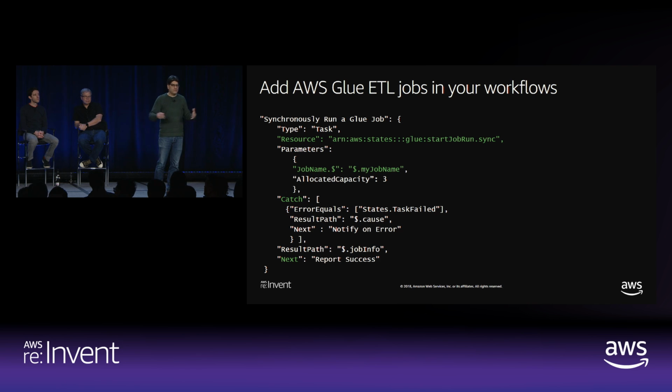How many DPUs do I want? Big job, a small job? Do I want any parameter overrides, et cetera? But it's a task state, which means that you can still catch errors and you can still retry if something goes wrong with that job. So just like Lambda tasks or activity tasks, you can build try-catch patterns into it.